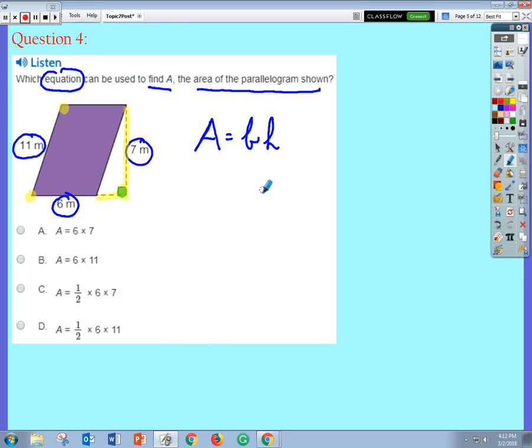The base is going to be 6. The height will be 7. 6 times 7 gives me 42. But wait a minute. They asked me to find the equation. I solved it. Looks like 6 times 7. That matches that. 6 times 11, they use the incorrect height. They use the 11, which we talked about why it's not. When we're talking about parallelogram, we don't need a half. And we don't need a half. So it has to be answer choice A.